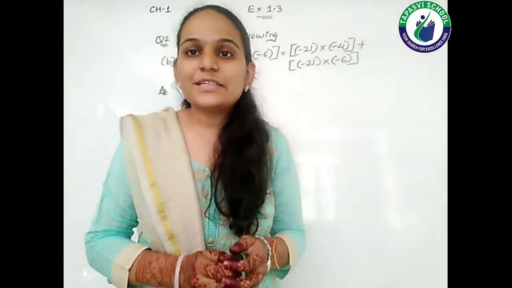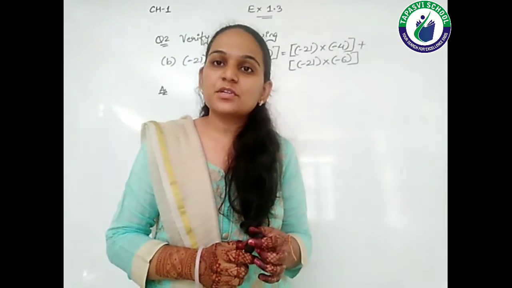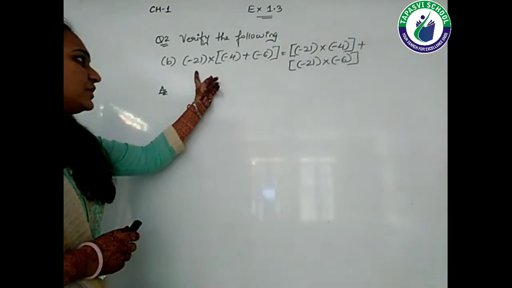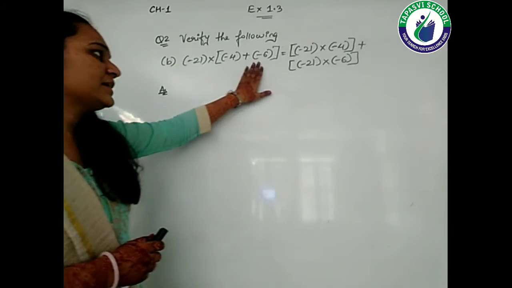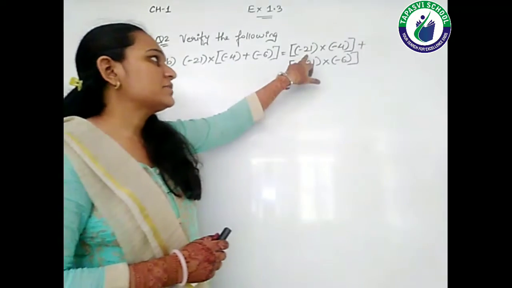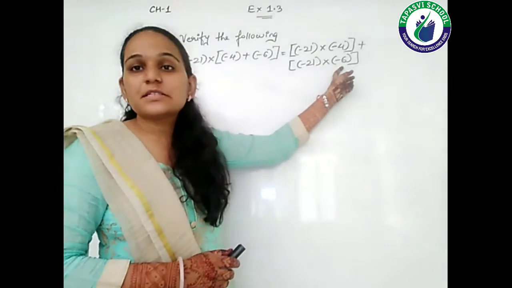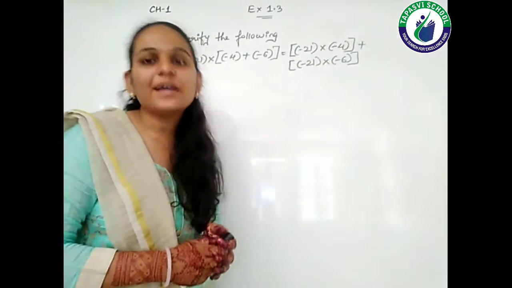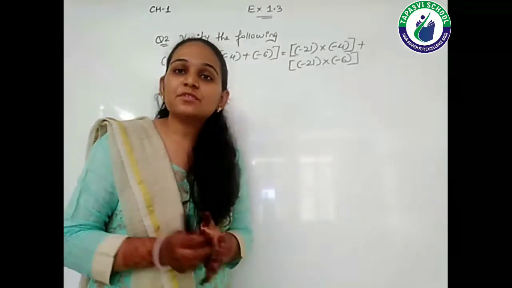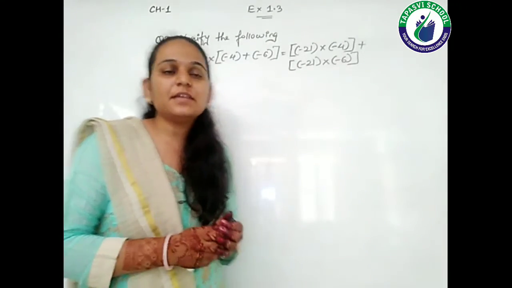Okay students, now let's see the second sub question of question number 2. Right? Minus 21 into minus 4 plus minus 6 is equal to minus 21 into minus 4 minus 21 into minus 6. So let's do this also, and let's prove here also that the left hand side is equal to the right hand side.